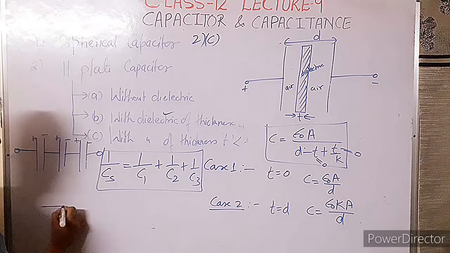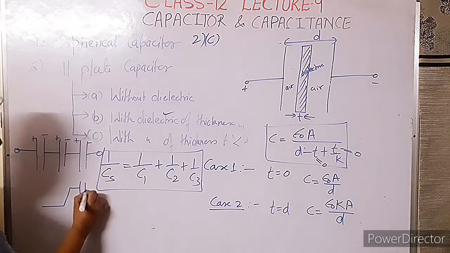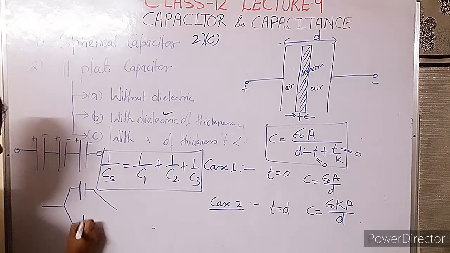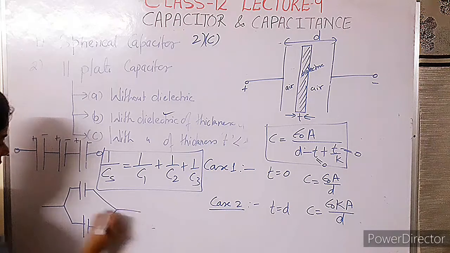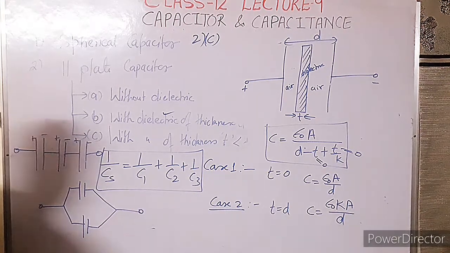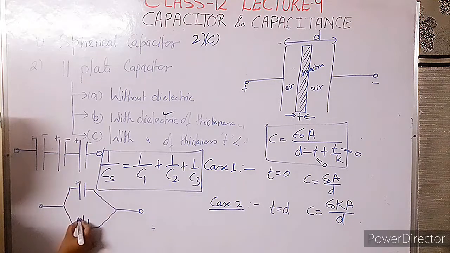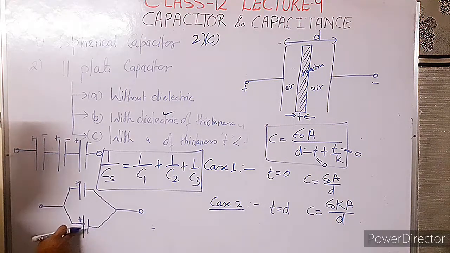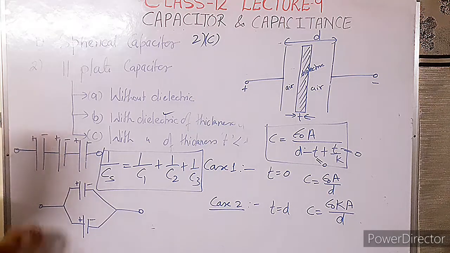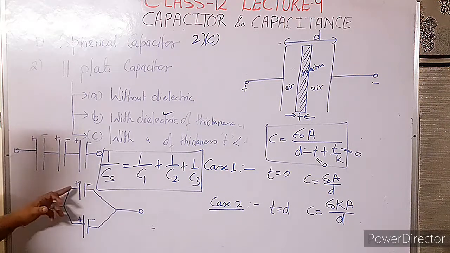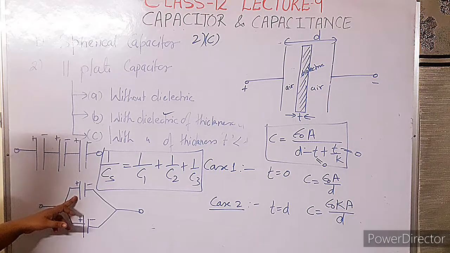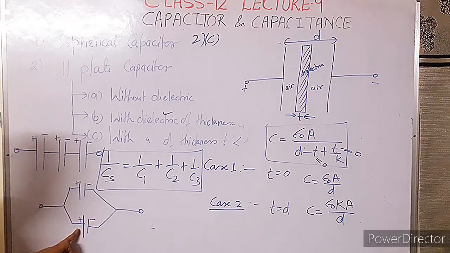And how does the parallel combination of capacitors occur? How can you identify the parallel combination? I am telling in this manner because the numerical may be asked in this manner only. It is given in some textbooks as well as in NCERT. If the positive terminal of the plate is connected with the positive terminal of the other plate, then it is called the parallel combination. You can identify it only by this manner. The positive terminal of the capacitor plate should be connected with the positive terminal.